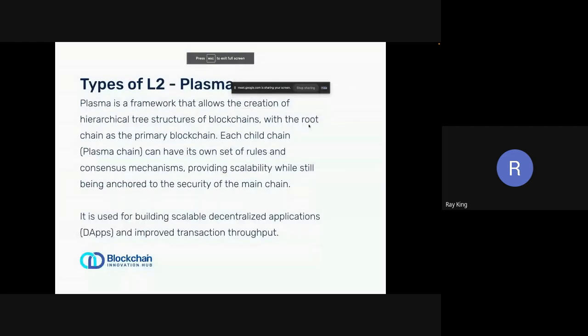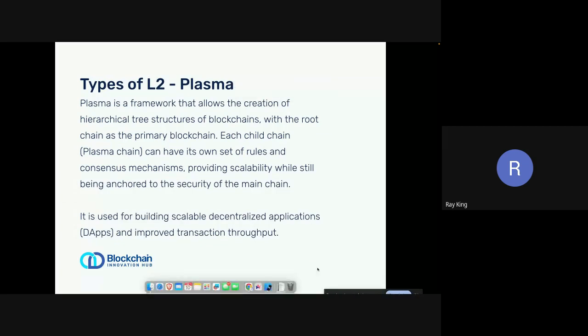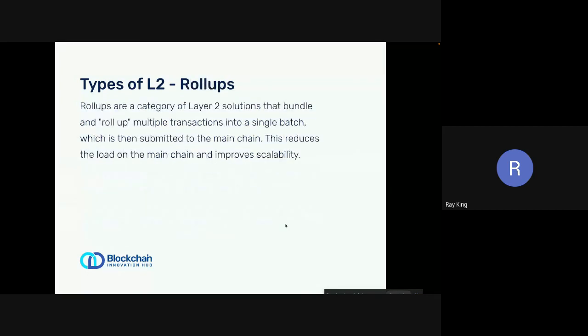So now we'll be moving on to Rollup. And Rollup is one of the popular solutions. Arbitrum makes use of Rollup. So I would like us to understand and pay close attention to rollups. Rollups are a category of layer 2 solutions that bundle and roll up multiple transactions into a single batch, which is then submitted to the main chain. This reduces the load on the main chain and improves scalability.